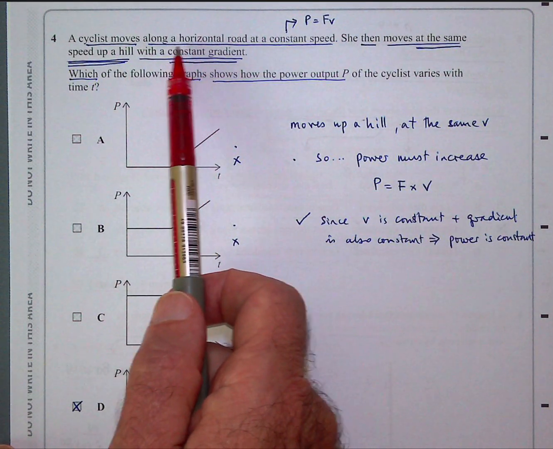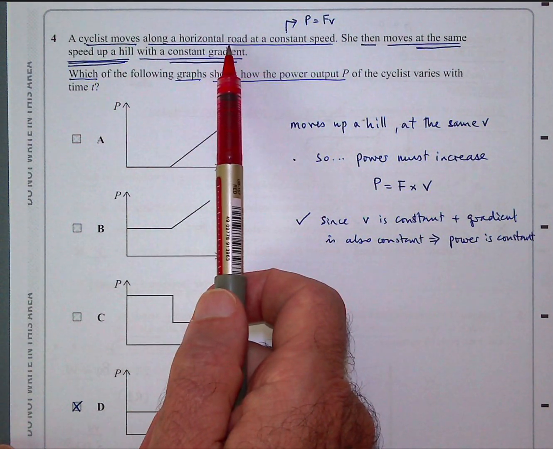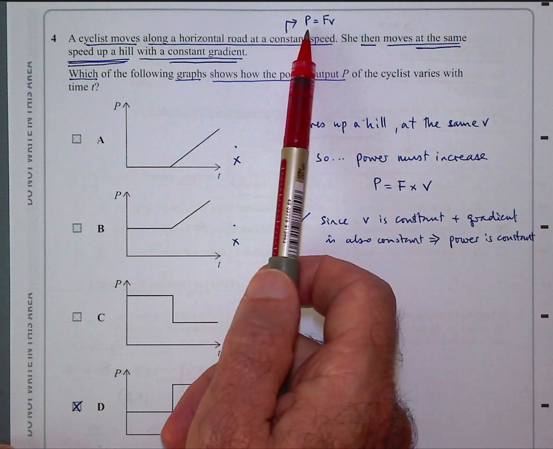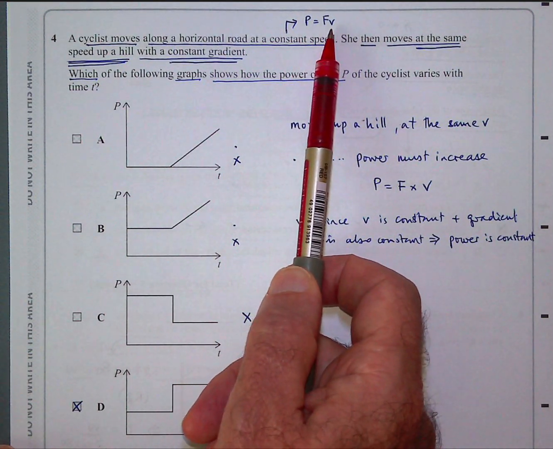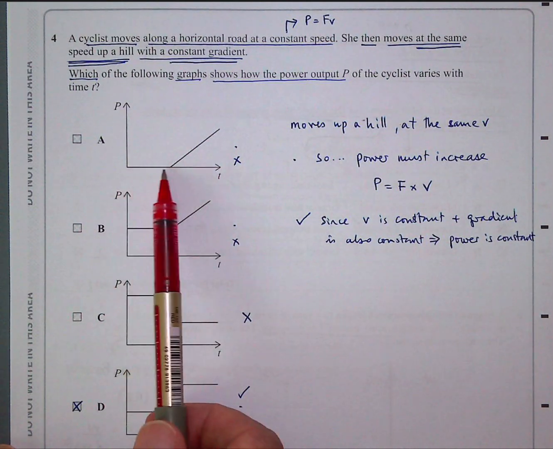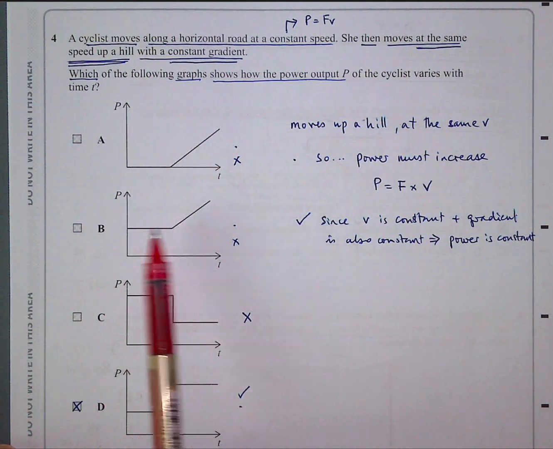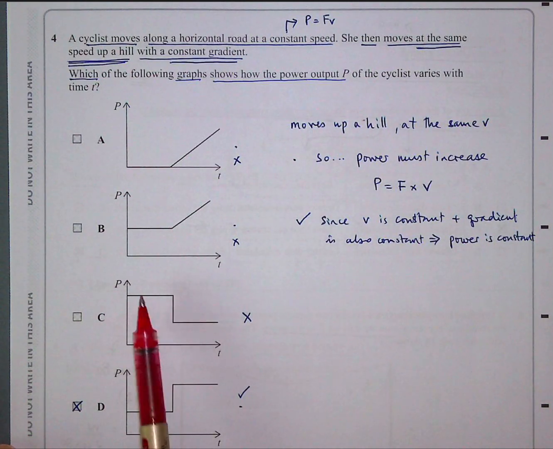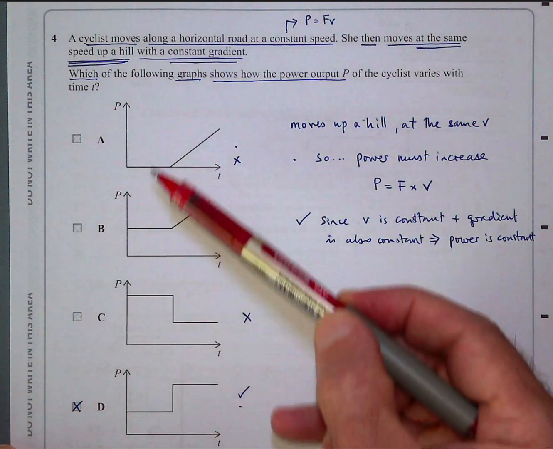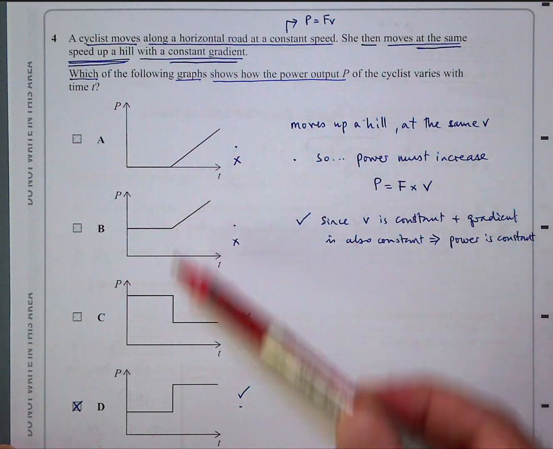Initially, she's traveling along a road, so her power should be constant because she's going at constant speed, and power is directly proportional to speed. So we're looking for a constant. Well, this is constant, but it's showing 0 power, so it won't be A. This one's constant, so it could be B. This one's constant, so it could be C and could be D. So initially it could be any of them.